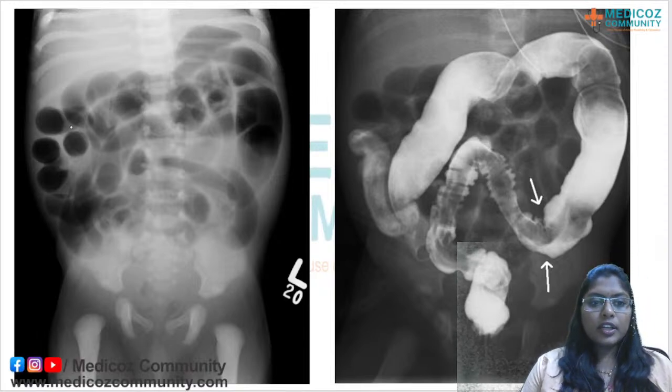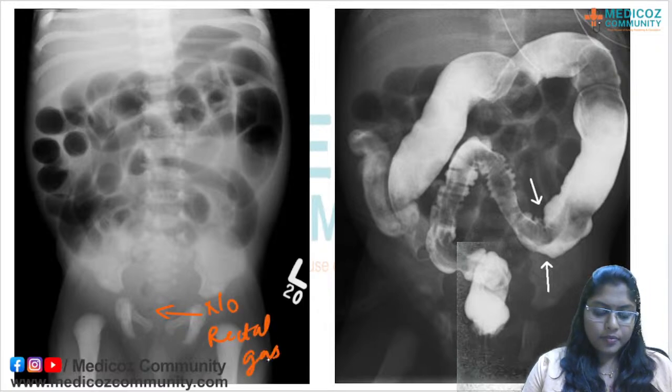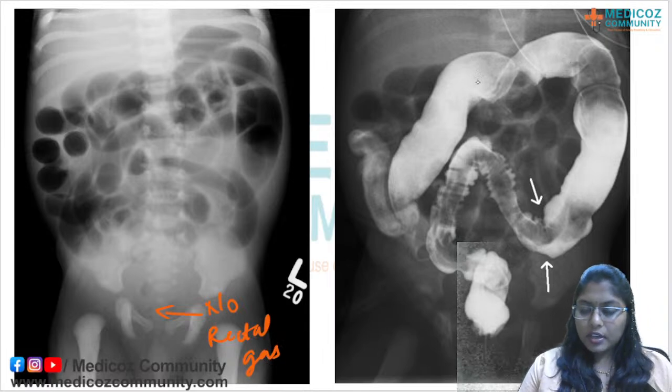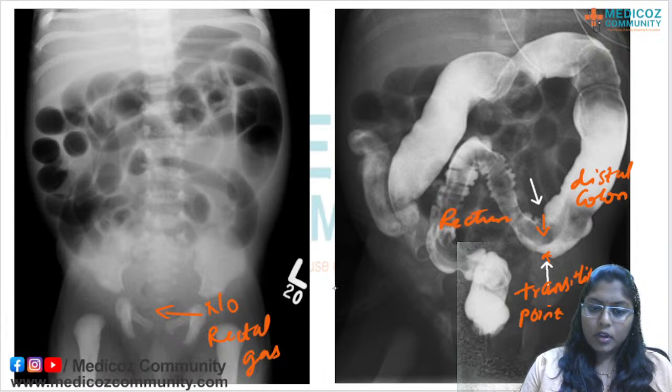Here in this neonatal abdominal x-ray, we are able to see there are multiple dilated bowel loops and there is very little or no rectal gas. In this contrast image, we are able to see that there is dilatation of the distal colon, and this is the transition point for distal colon and rectum.